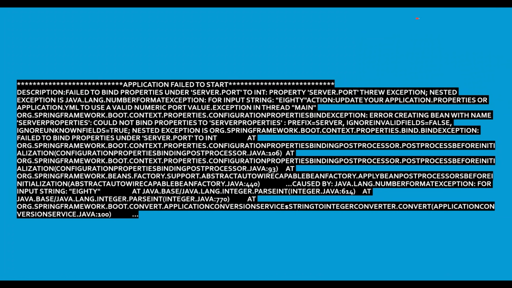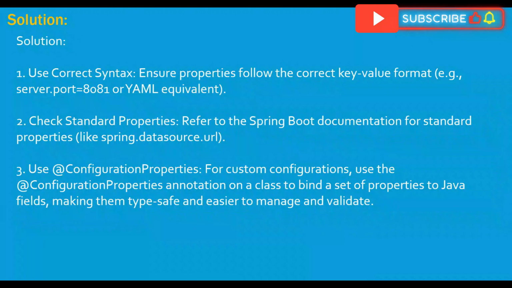And on the next page you will see the whole syntax of the stack trace. Here you can see it failed to bind that particular property, server.port, to an integer. This is a nested exception. So either in application.properties or YML you have to define those. Let's look at the solution now.